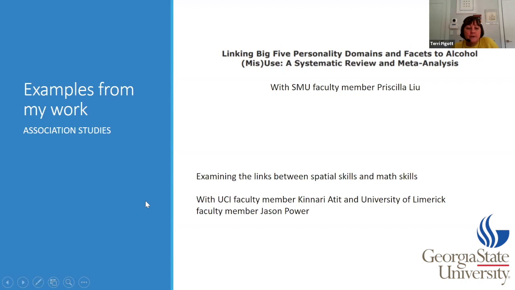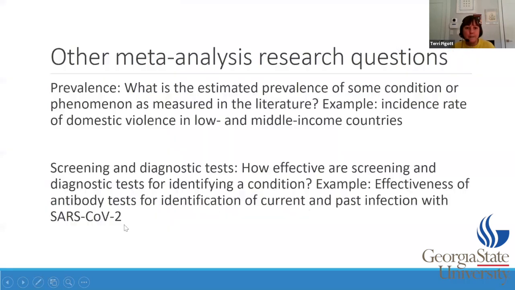And also currently working on one that's looking at the relationship between children's spatial skills and their math skills, with a faculty member at the University of California, Irvine, Kanari Atit, and someone from the University of Limerick, Jason Power. So again, both of these examples are meta-analyses that are looking at relationships between two constructs, not necessarily the effectiveness of interventions.